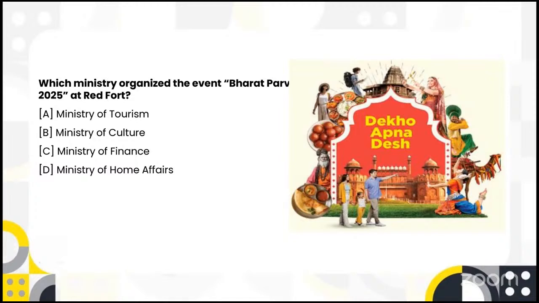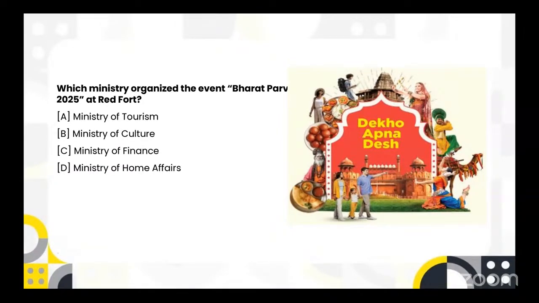This is organized annually since 2016 at Red Fort as part of the Republic Day celebration. It is organized by the Ministry of Tourism. It happens in front of the Red Fort, on a lawn known as Gyanpat. You might have seen it on TV. It features Republic Day tableaus, band performances by your armed forces, food festivals, and cultural shows. Every year it has a theme.